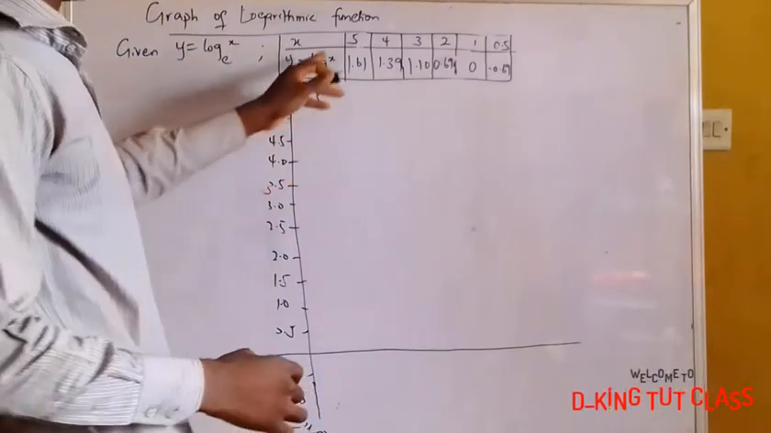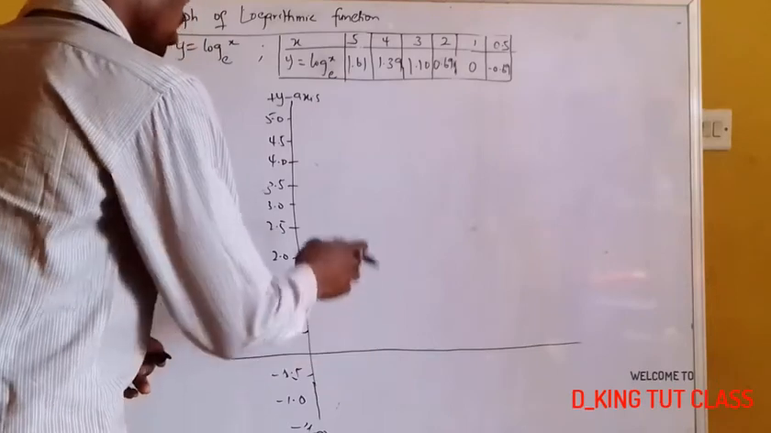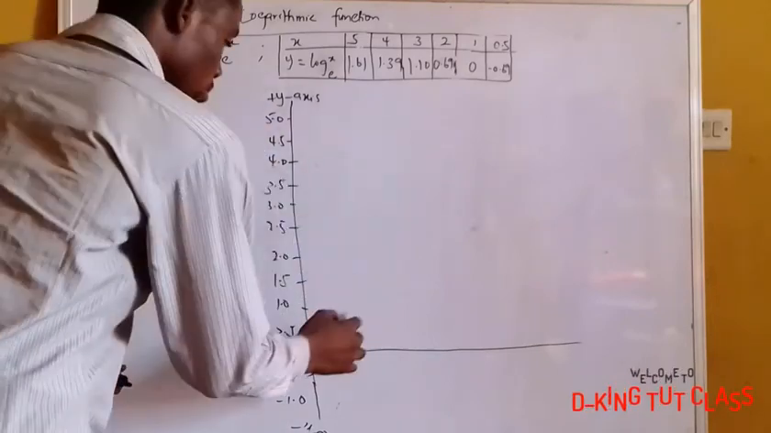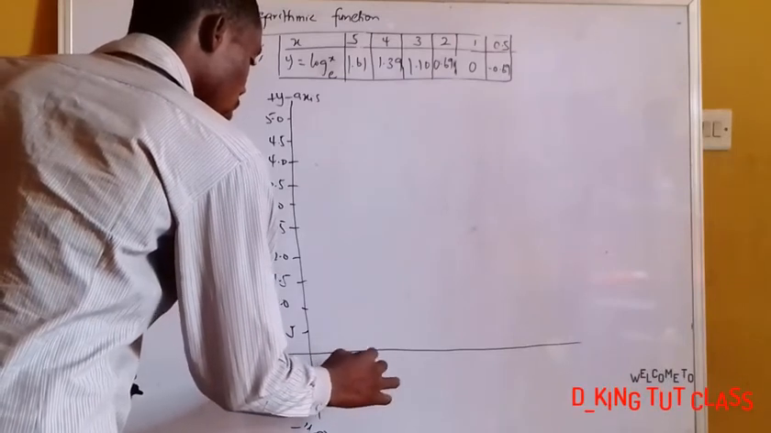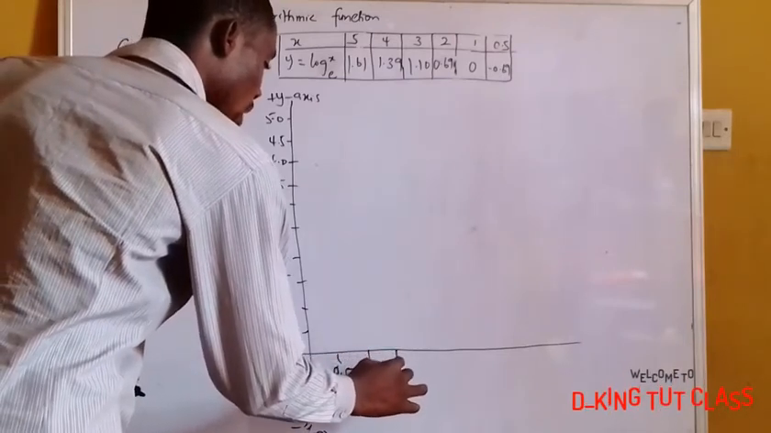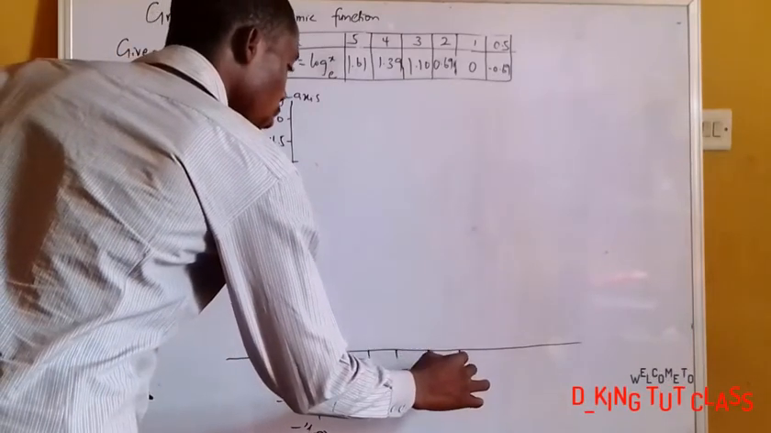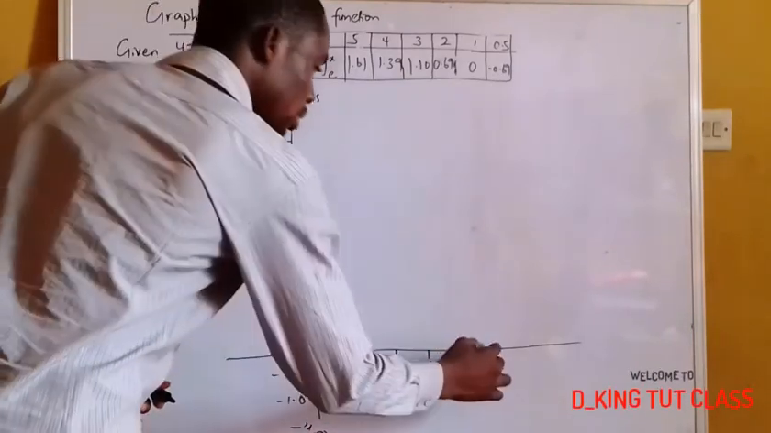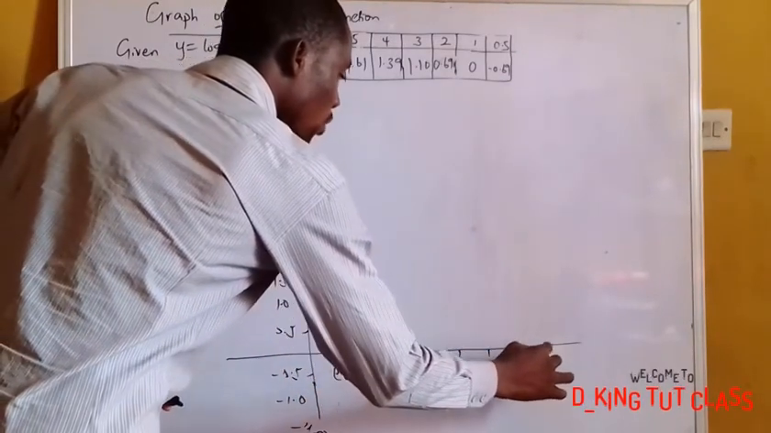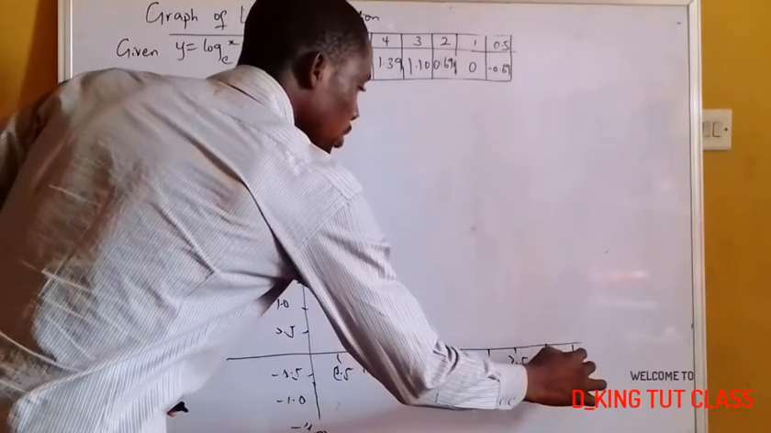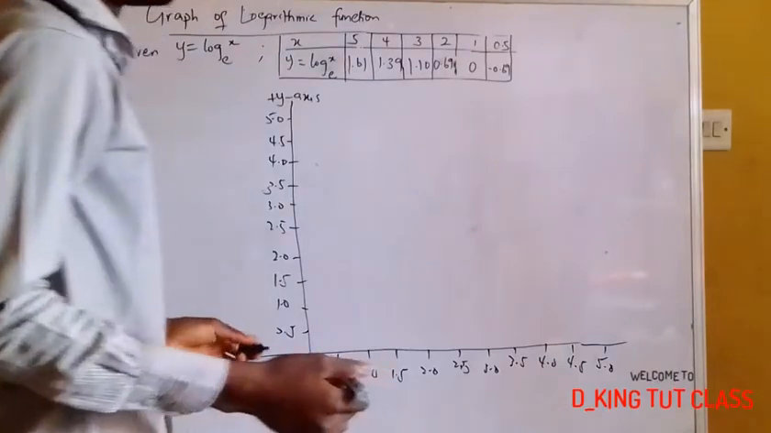Now for x values, I have them from 0.5, 1.0, 1.5, 2.0, 2.5, 3.0, 3.5, 4.0, 4.5, then 5.0. Now to plot, very simple.